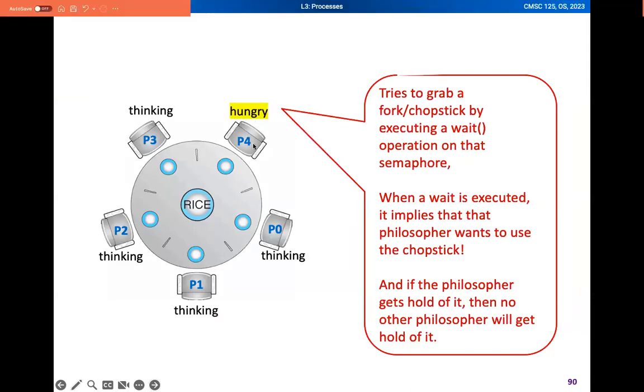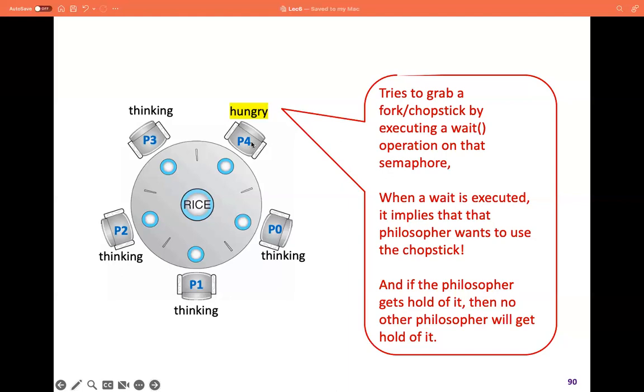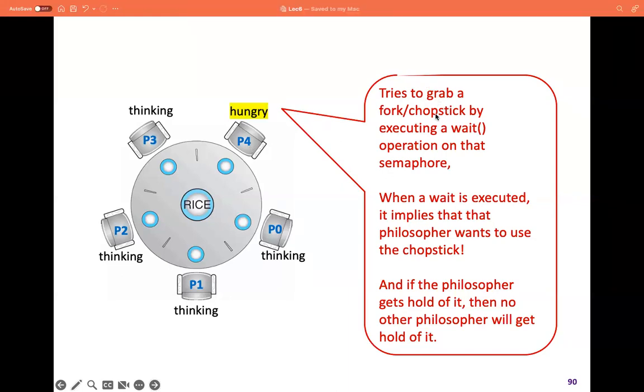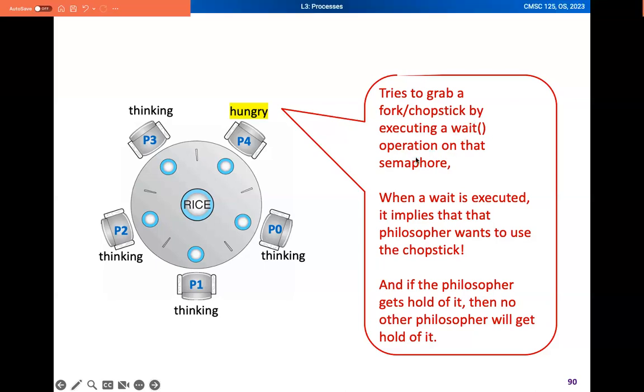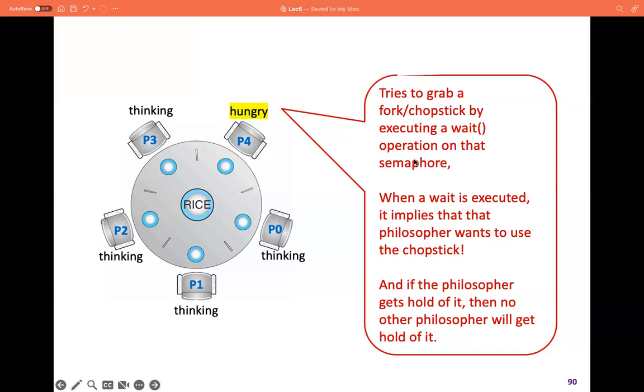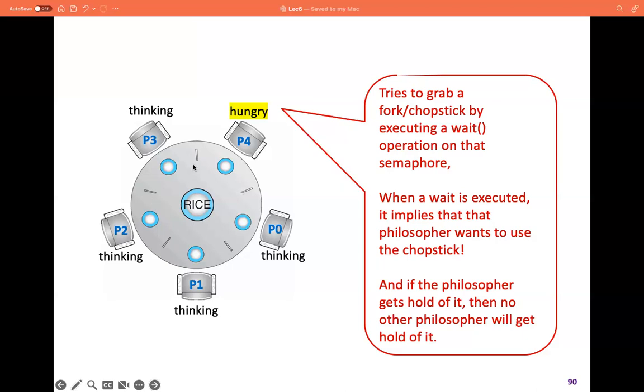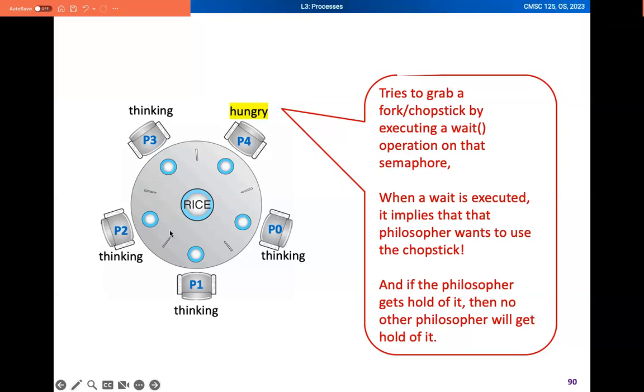So assuming that philosopher 4 is hungry, it can try to grab a chopstick by executing a wait operation on that semaphore. And that semaphore that we refer to is the chopstick. So basically, each of these chopsticks is a semaphore that has a state of either 0 or 1.